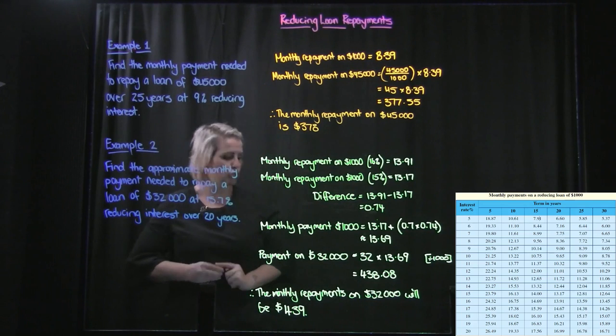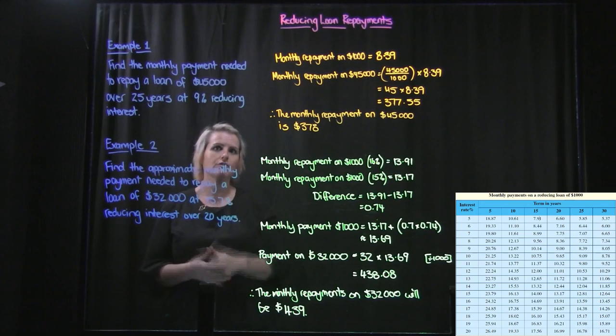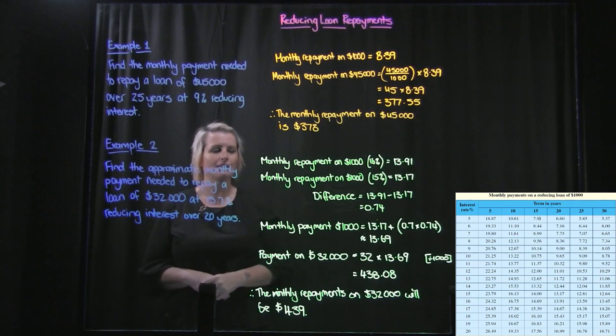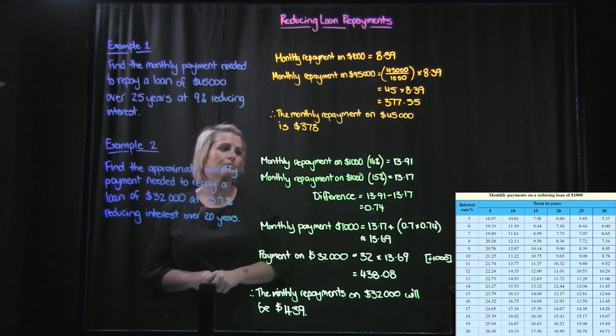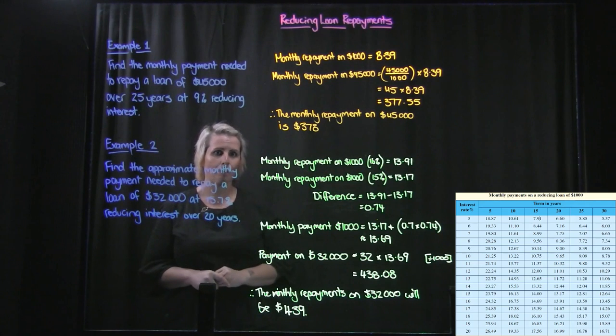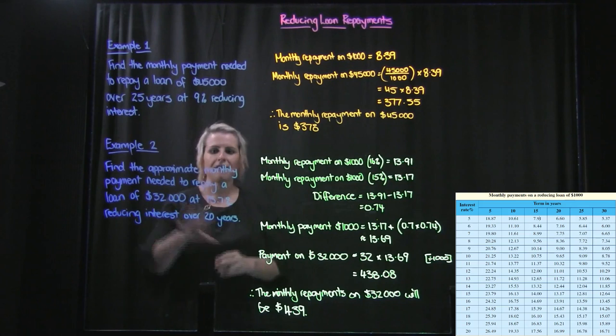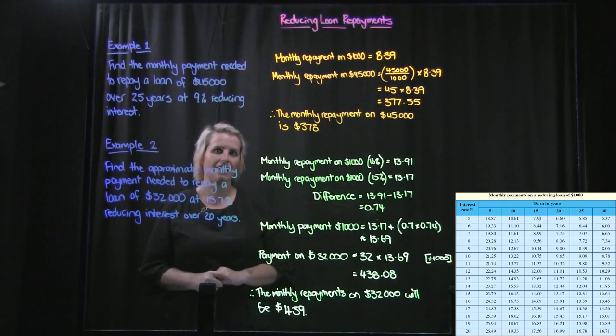Okay, so that is reducing loan repayments. So when we're looking at reducing interest loans, we're looking at the repayments needed. We need to have that table in order to work out the amount that's going to be paid back each month on that compounding loan. And then we just have those extra steps when we're dealing with a percentage that has a decimal.